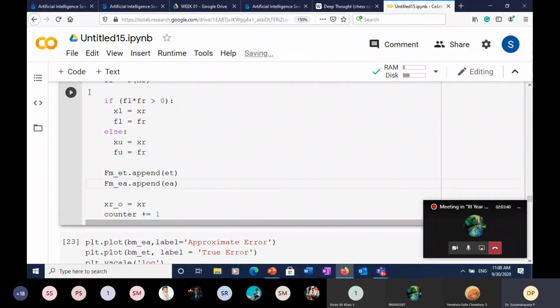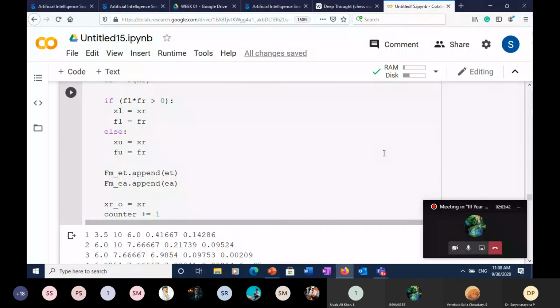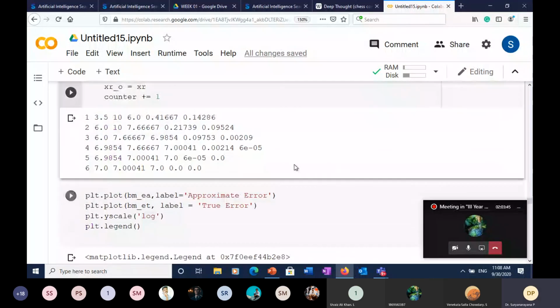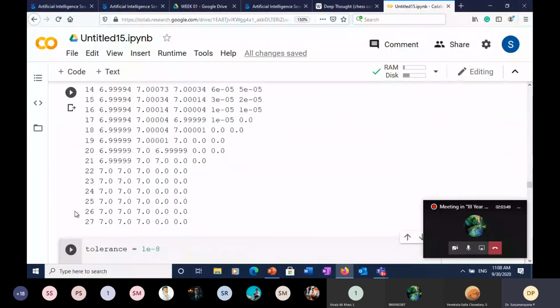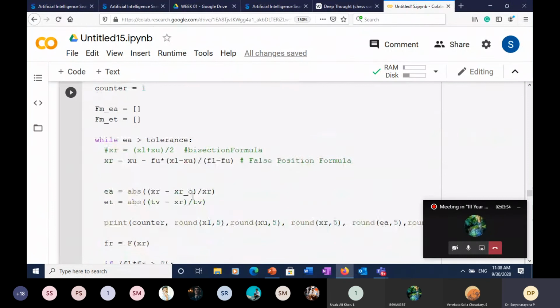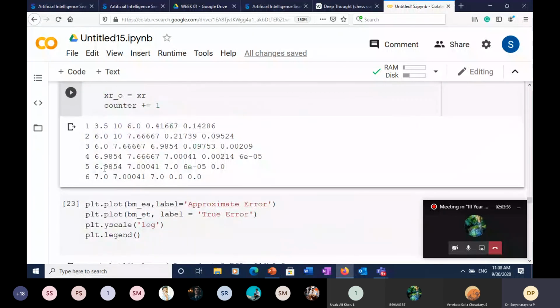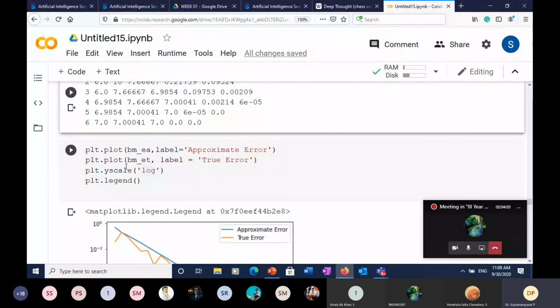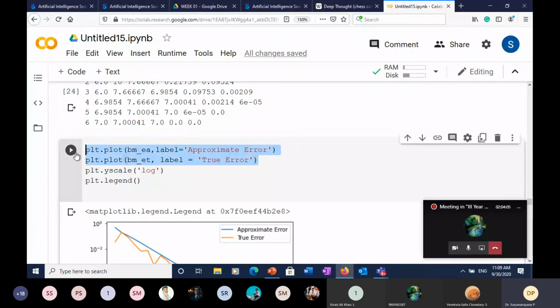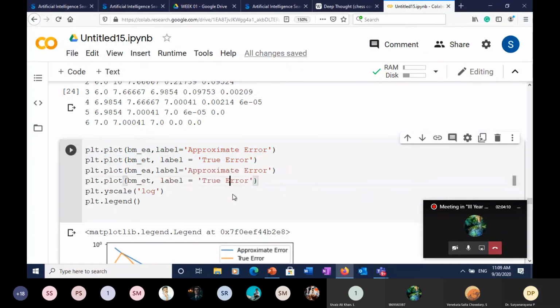See, false position only took 6 iterations. The bisection method took 27 iterations to come to that value. False position, in 6 iterations, was able to arrive at the solution for the required accuracy. If you want to see how that happened, then I'll add these two. I'm adding 2 more lines to the plot.